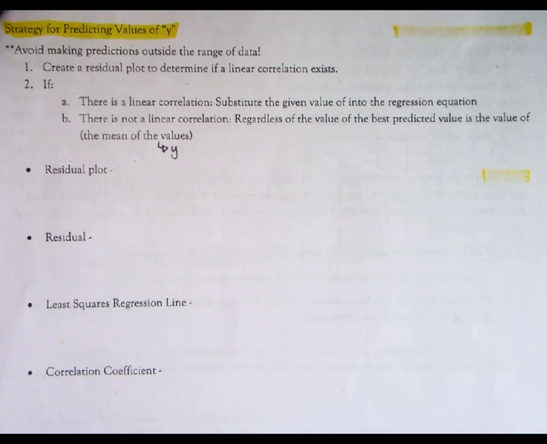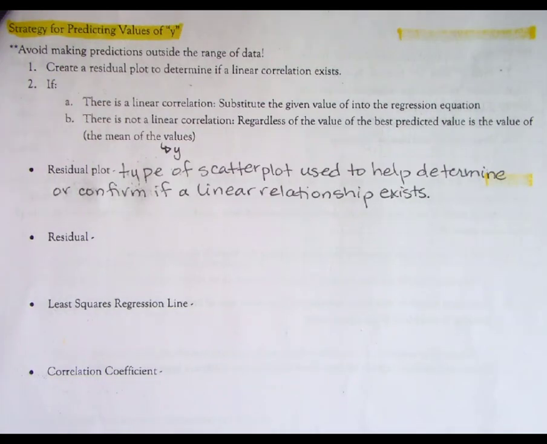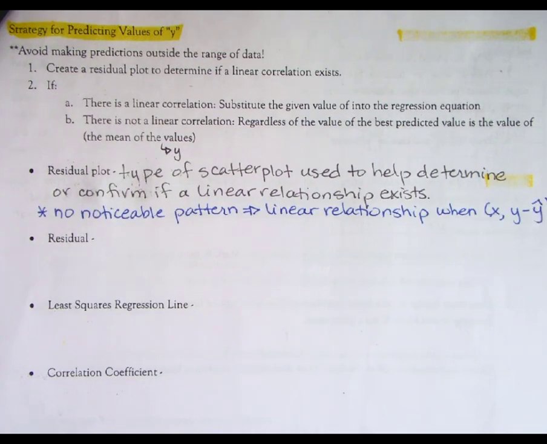What is a residual plot? This is a type of scatter plot that is used to help determine or confirm if a linear relationship exists. What we're actually looking for when we look at this residual plot is no noticeable pattern, meaning that the points are going to be scattered all over the place. This actually will indicate a linear relationship because the residual plot is when we are graphing the x values and the difference between the y value and the predicted value.